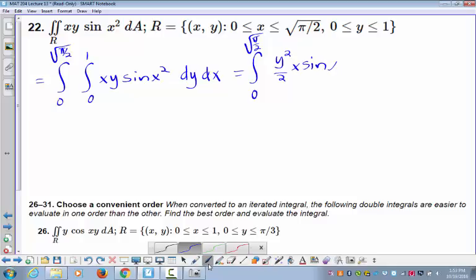It doesn't take long before you start to get into good habits. We're plugging that in for y, those constants. So we're going to end up with 1/2 x sine x dx. Sine x squared, sorry. All right.